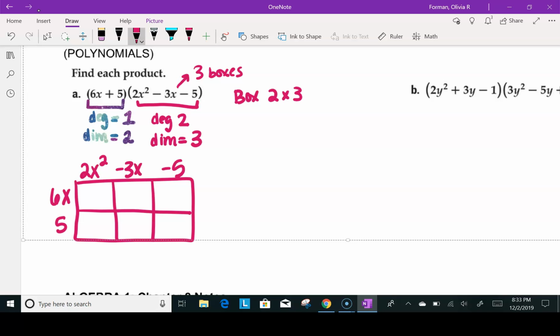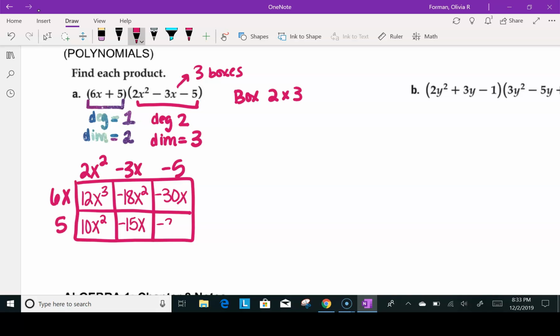Okay, now I do my multiplication. 6 times 2 is 12. x times x squared would be x cubed. Negative 3 times 6 is negative 18. x times x is x squared. 6 times negative 5 is negative 30, and then we just have an x with it. 5 times 2 is 10, and then we have an x squared. 5 times negative 3 is negative 15x. 5 times negative 5 is negative 25.